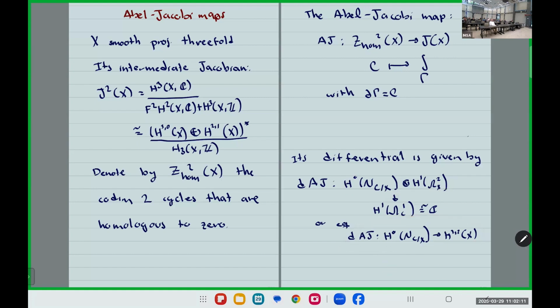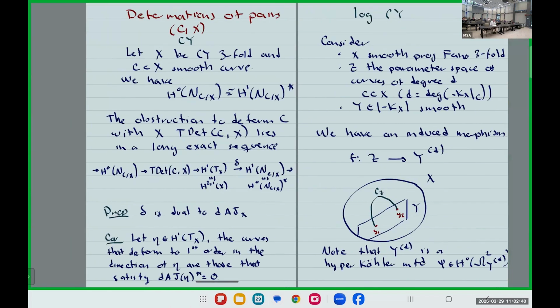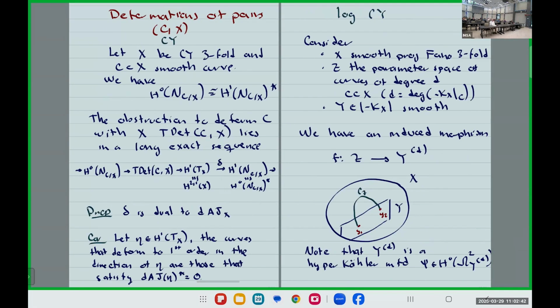Here we will use that the differential of the Abel-Jacobi is given by something in this form. You take the tangent space of this parameter space, that is going to be H0, and you map to the algebraic part of the intermediate Jacobian, that is, you're going to land on H^{1,2}. So this is the dual of the tangent space of the deformation that I was telling you before. So now I'm going to be interested in deformations of pairs.